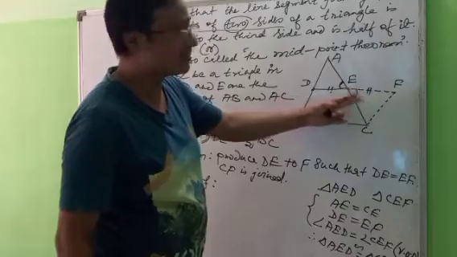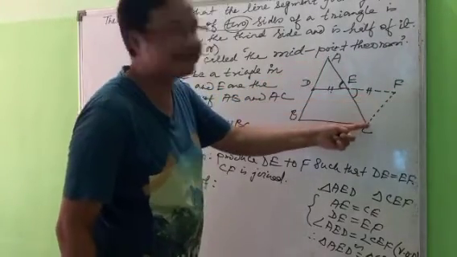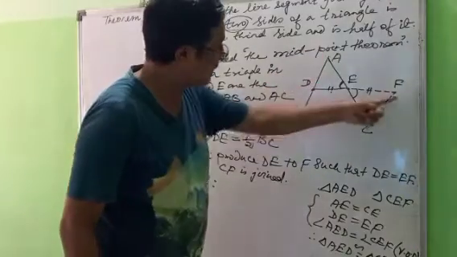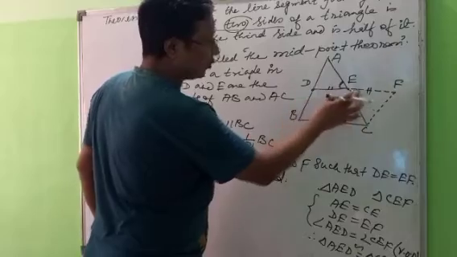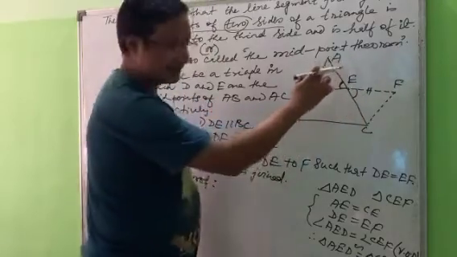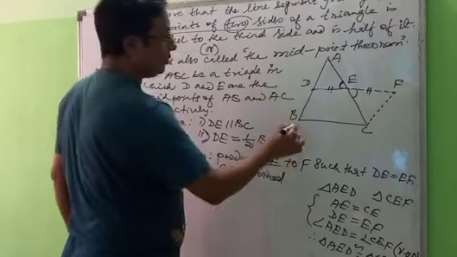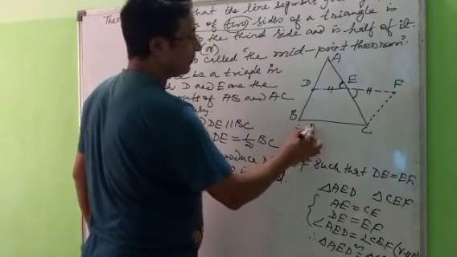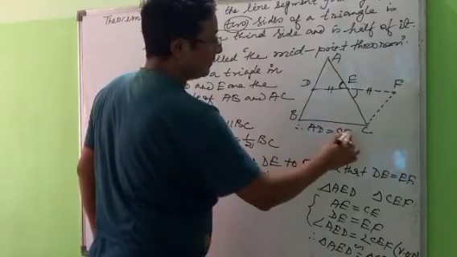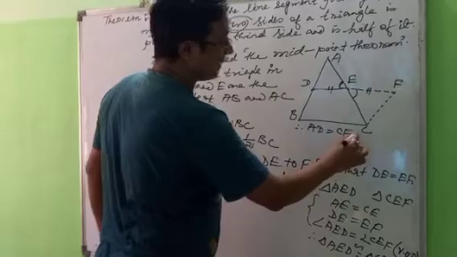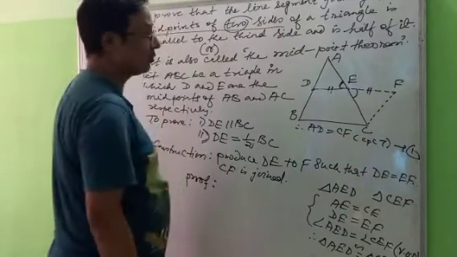Since these two triangles are congruent, you have got AD equals to CF. As these two triangles are congruent by side, angle, side, by SAS, therefore AD equals to CF. This is by CPCT. Let us take this as equation number 1.